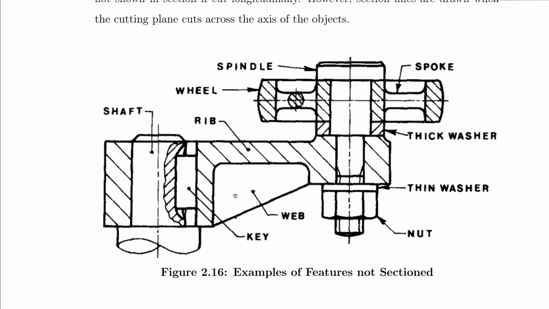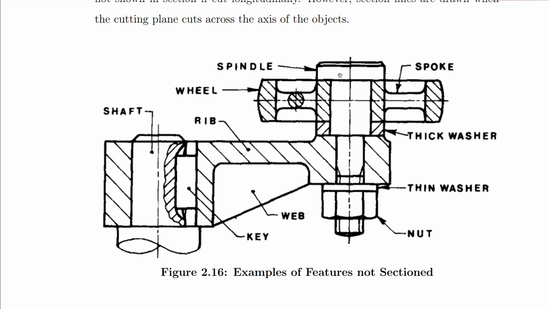Then we have a web. You see that the web here we've not sectioned. The key has not been sectioned. Then the rib. If you look at this rib here, assuming we have cut along the axis longitudinally, we will not section it, but because it's across it, we can see that it has been hatched or sectioned. Okay, we have the wheel. The wheel is here. The wheel we have cut across, so we sectioned it.